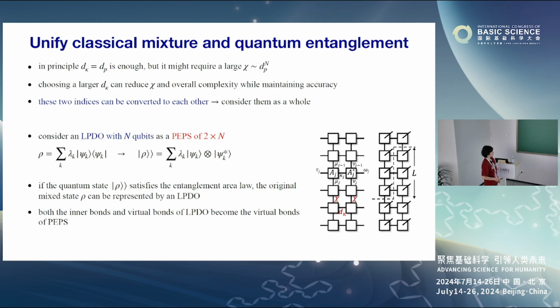And if we look at it like this, we can draw a dashed line here. We can consider the entanglement between this part and this part. So if the entanglement satisfies an area law, we can see that it is very suitable to use this kind of structure. So if a quantum state satisfies the entanglement area law, the original mixed state can be represented by this LPDO. So in this kind of framework, both the inner bond and the virtual bond of the LPDO become the virtual bond of the tensor network.